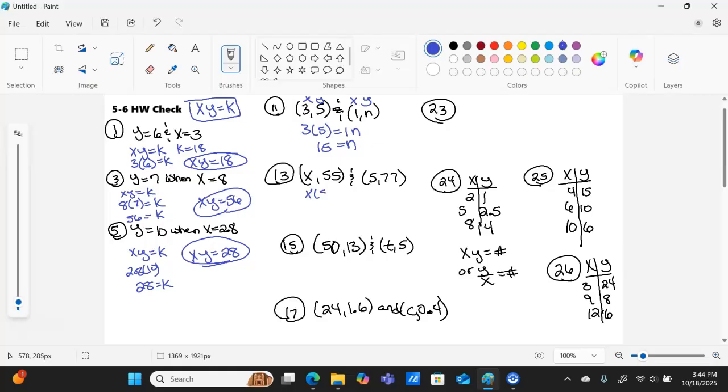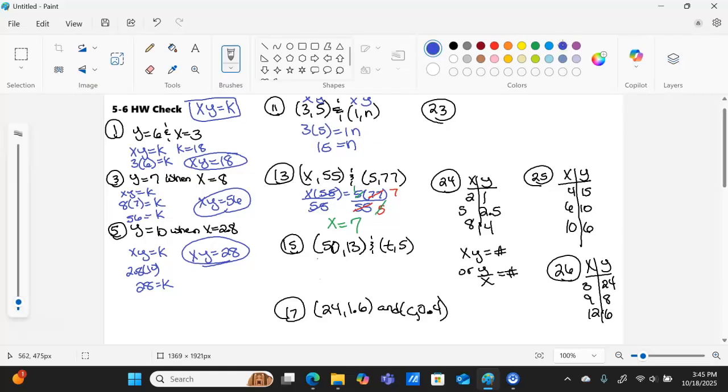So x times 55 has to equal 5 times 77. To isolate x, I'm going to divide by 55. I purposely did not multiply that 5 times that 77 because I see this. 55 and 77 are both divisible by 11. And then 5 will go into 5 one time, and I end up with that x is 7. So that's my missing number there.